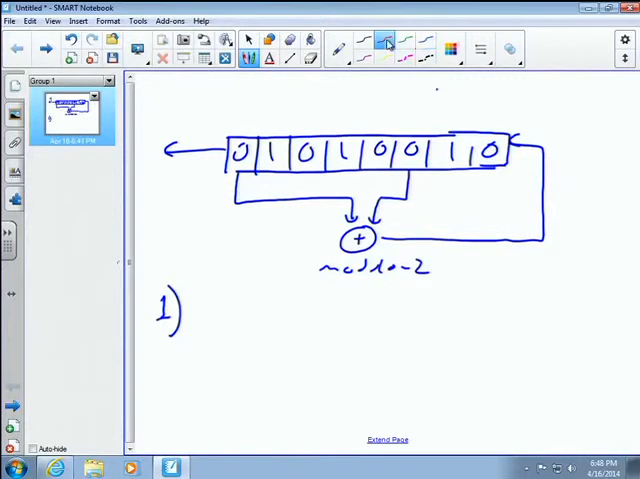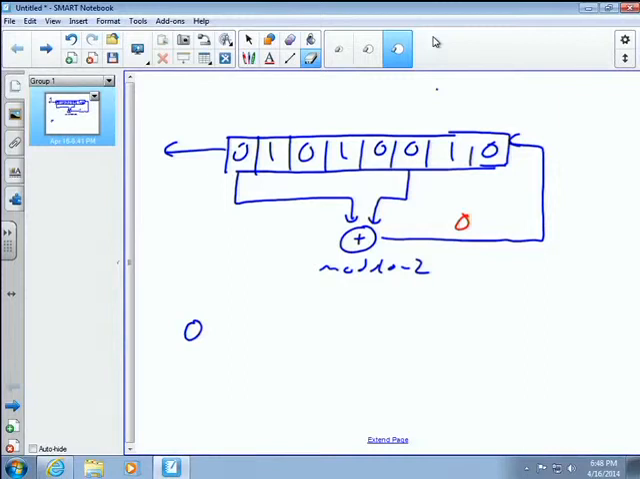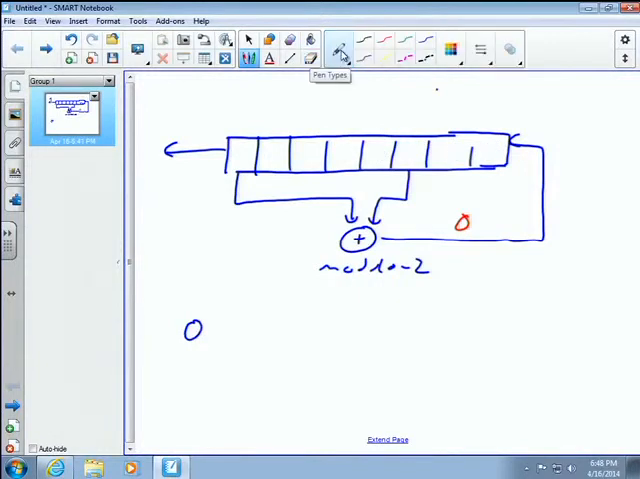So let's use a different color. No, 0. Sorry. So what happens is now I shift everything out. So the first output is going to be a 0. Shift everything over. Yeah, now I know why I don't want to do 8 stages. Okay. So now what is it? 1, 0, 1, 0, 0, 1, 0. And then this guy, 0. Correct?